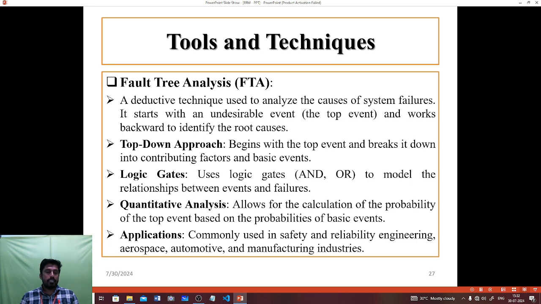And the next, quantitative analysis, allows for the calculation of the probability of the top event based on the probabilities of the basic events. Then the applications are mainly in safety and reliability engineering, aerospace, automotive, and manufacturing industries. That is fault tree analysis.